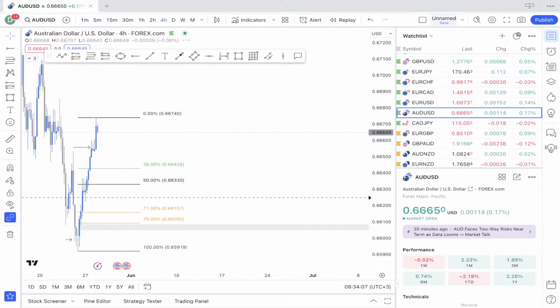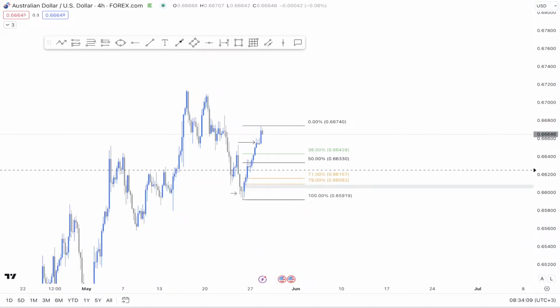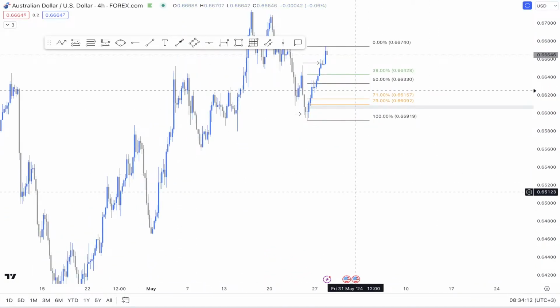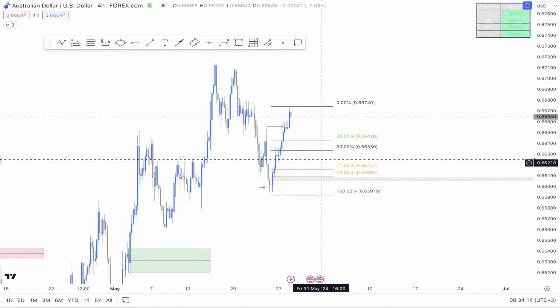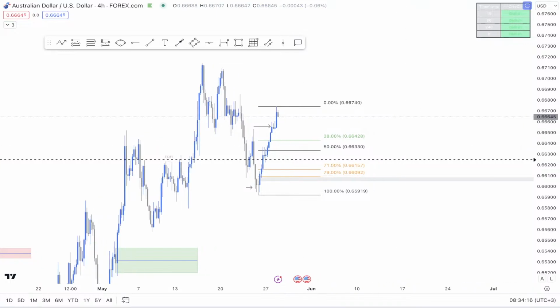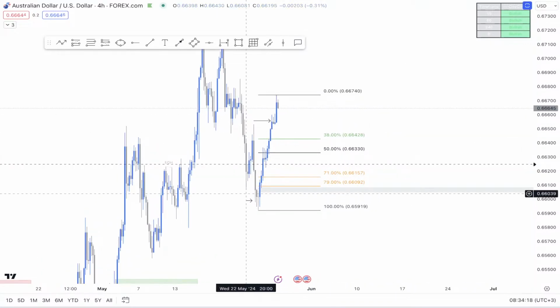On AUD USD, we have another bullish setup. Price is overall bullish. Right here, we broke structure very impulsively. Before we broke structure, we swept liquidity as well, right here beneath this low.